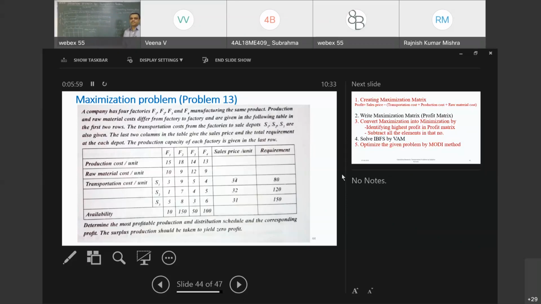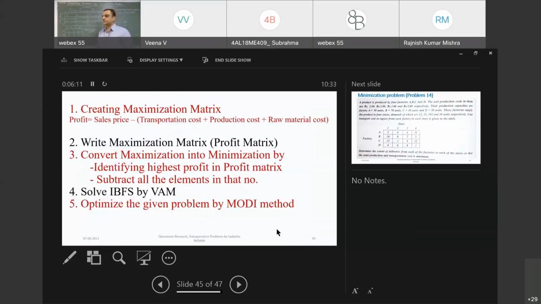Now we know the procedure. So how to find the profit? The first step is that we need to create the maximization matrix. So how do we find that maximization matrix? If we write all the profits in all the cells, then we can write the maximization matrix.